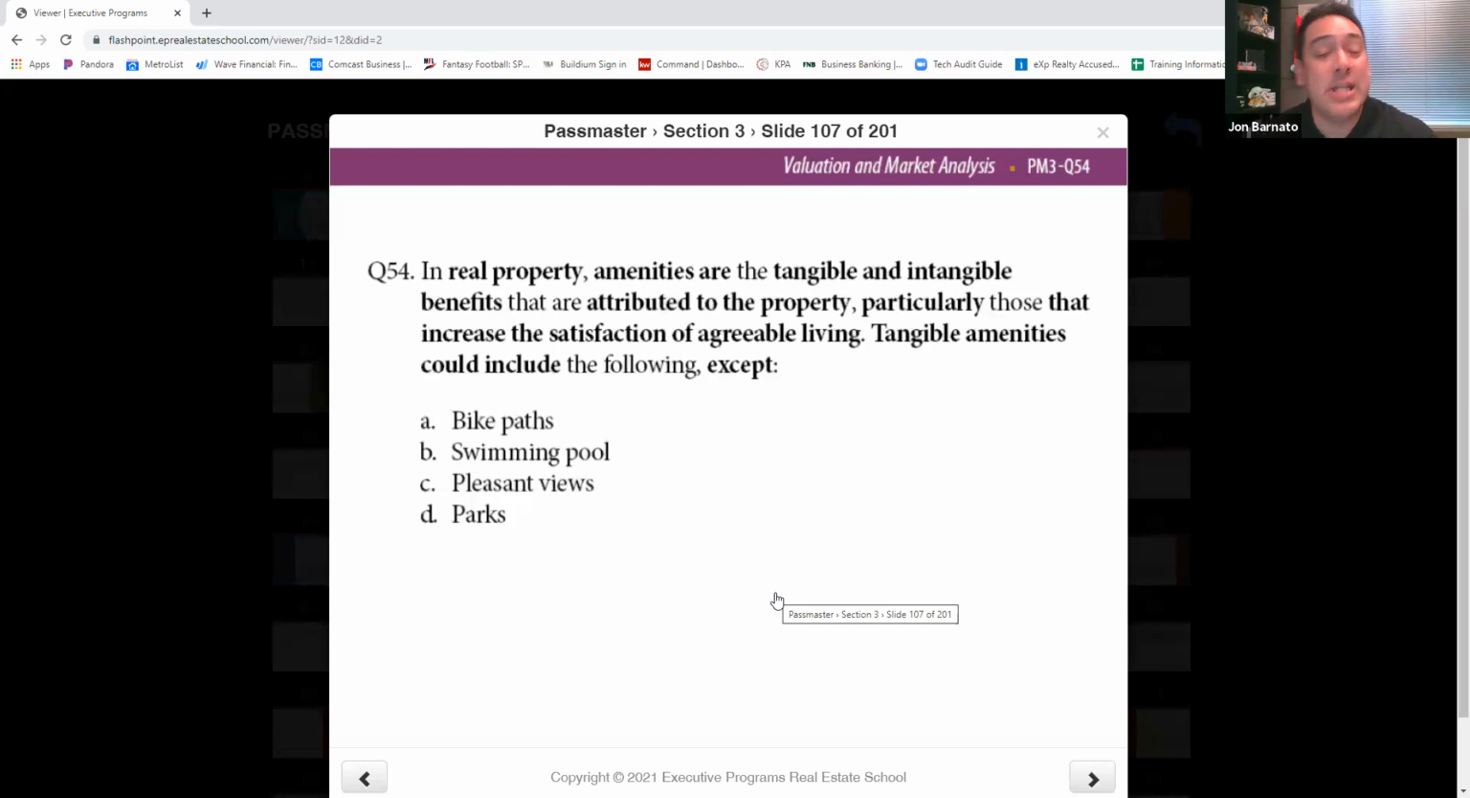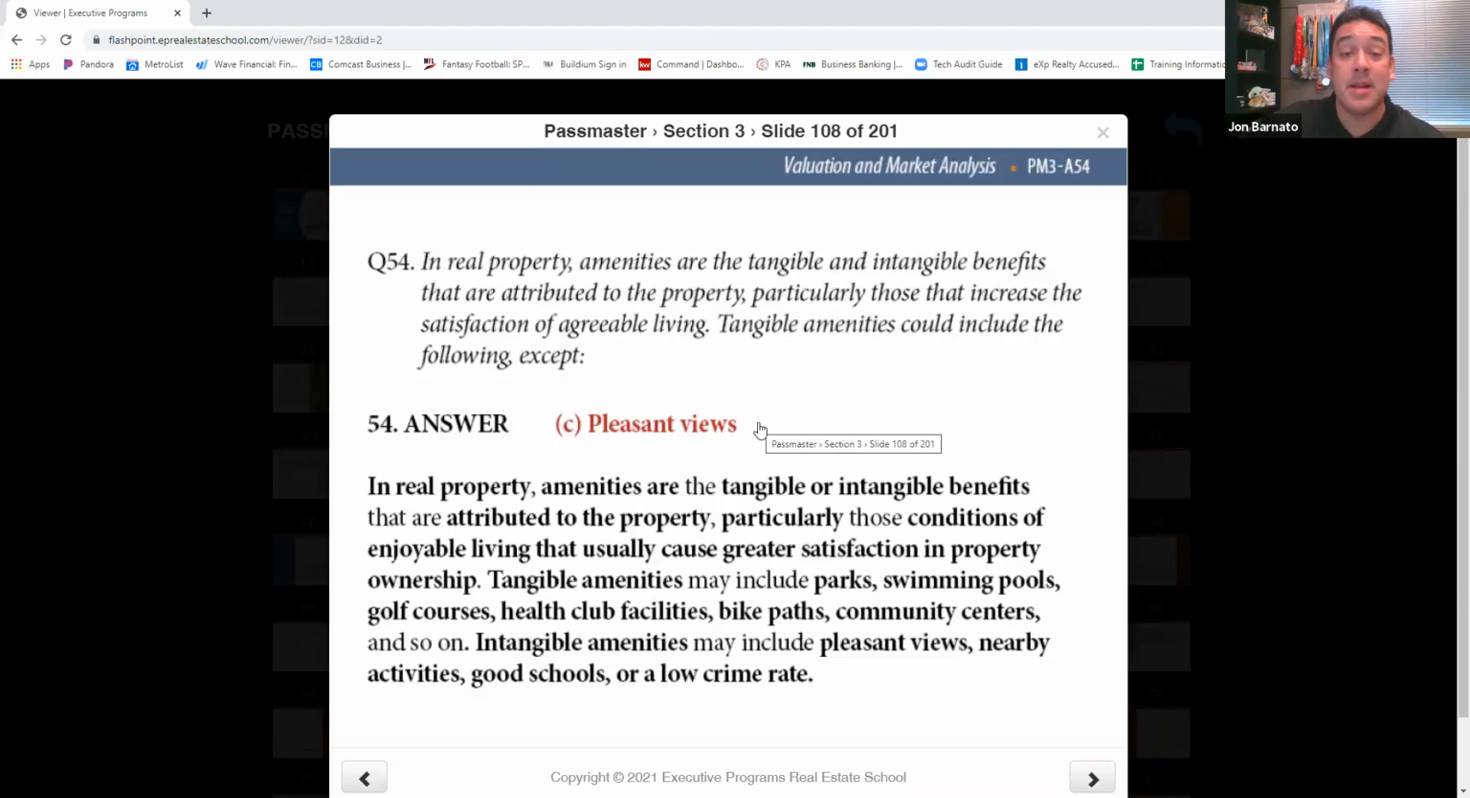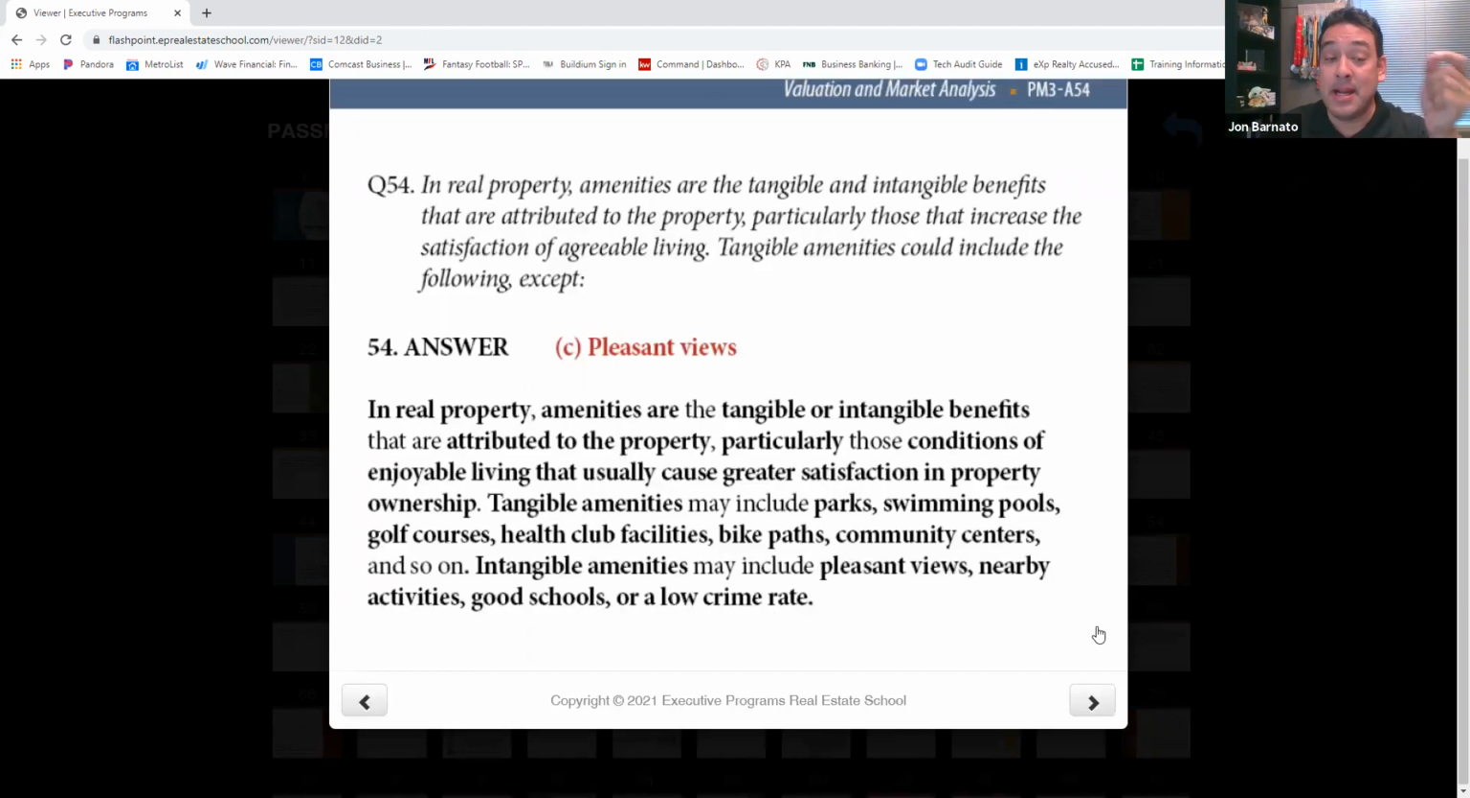In real property, amenities are tangible and intangible benefits that are attributed to a property, particularly those that increase the satisfaction of agreeable living. Tangible amenities could include the following except... let's see, I would say C. Yeah, because you can't touch a view. It's not tangible. You can't touch it, right? And it's subjective too. Well, it does have value. On my appraisal, they gave me $5,000 for a view of the park instead of viewing other houses. A view of a park, wow, that's worth $5,000, right? So intangible amenity benefits do have value.